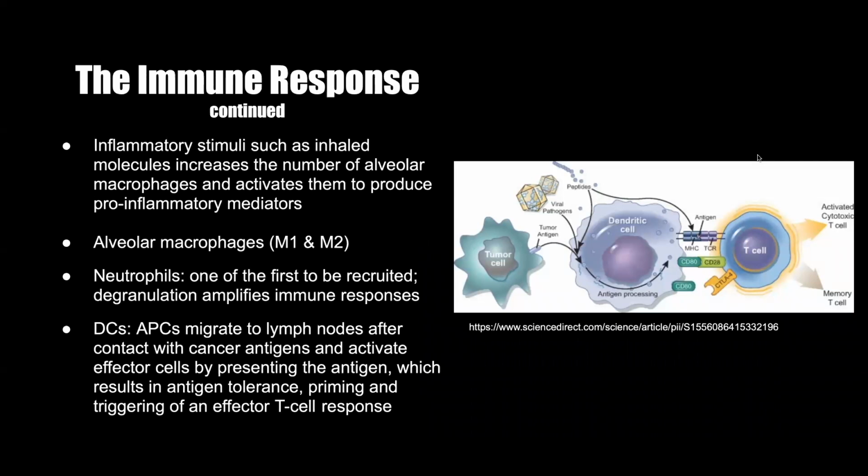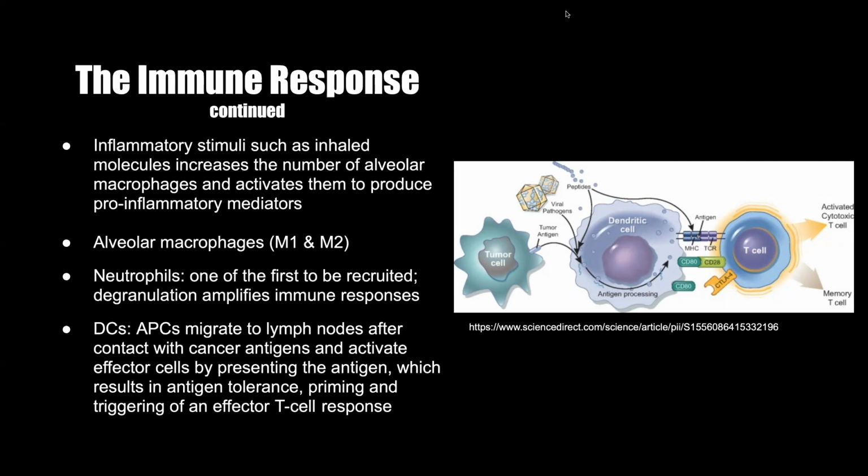The immune response of lung cancer starts with inflammatory stimuli such as inhaled molecules, which increase the number of alveolar macrophages, therefore activating them to produce pro-inflammatory mediators such as cytokines. Alveolar macrophages M1 and M2 are producing cytokines such as IL-12 and IL-10 respectively, and they work against tumor cell invasion. And M2 macrophages work towards promoting tumor progression as well.